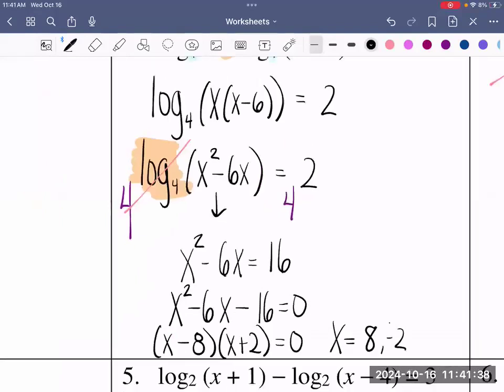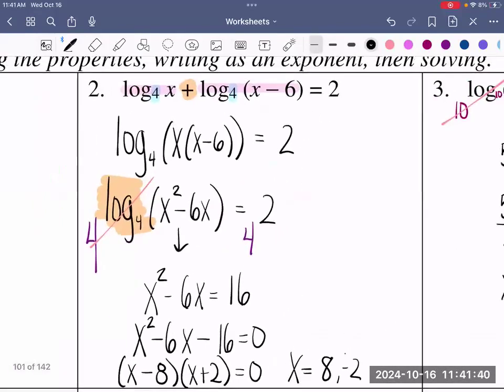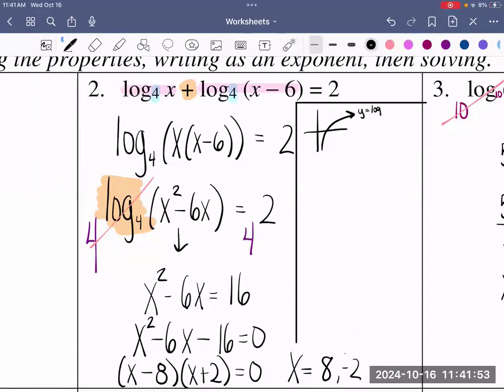Now, logarithms cannot be negative on the inside because of its graph. Your graph of your logarithm looks like this. y is equal to log of x. Notice that you do not have any x values that are negative, and also there is a vertical asymptote when x is equal to 0. So there are some restrictions when it comes to your logarithm.